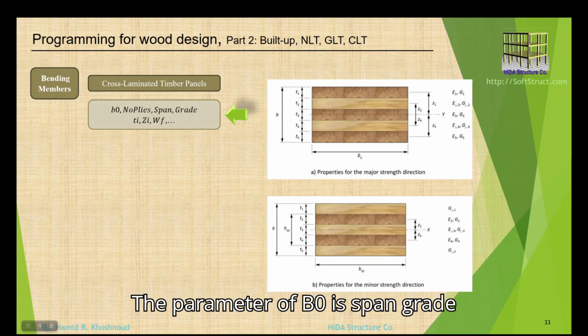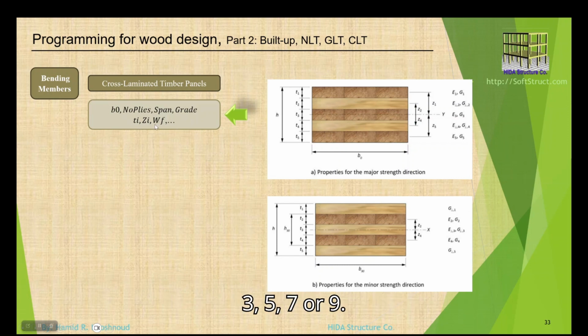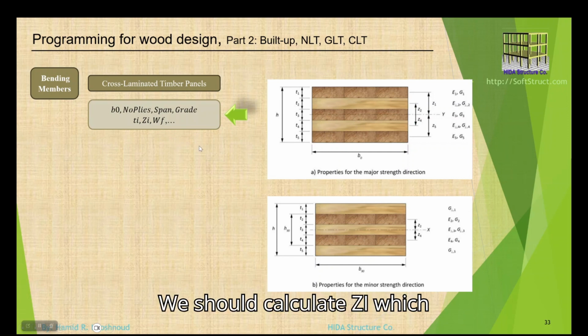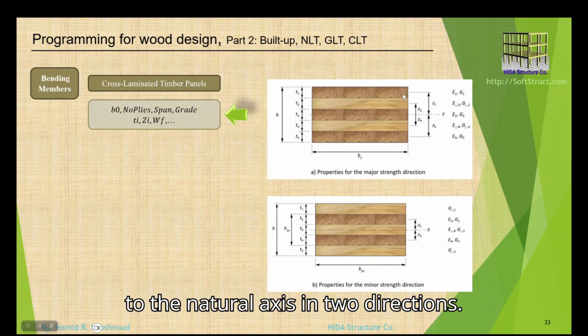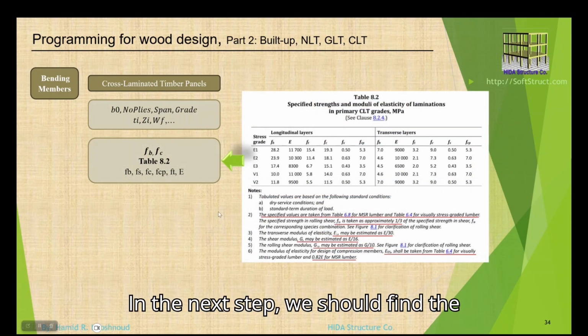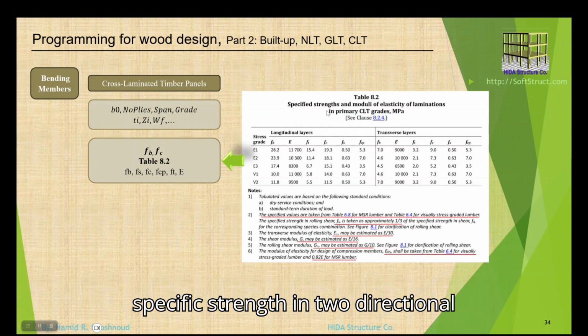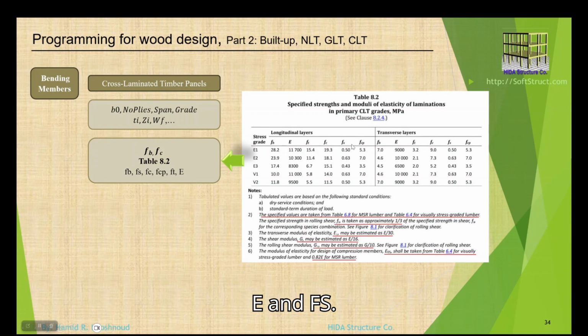The parameters B0, span, grade, t_i, and w_f are given data. The number of plies can be 3, 5, 7, or 9. We should calculate z_i, which is the distance from the geometric center of each layer to the neutral axis in two directions. In the next step, we should find the specific strength in two directions, longitudinal layers and transverse layers, and find f_be and f_s.